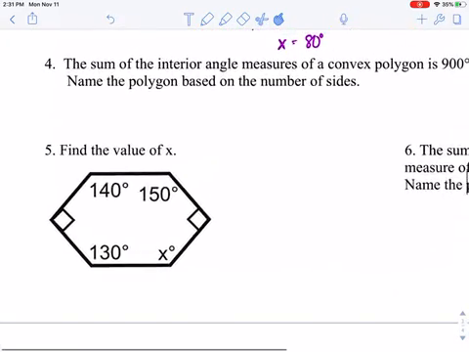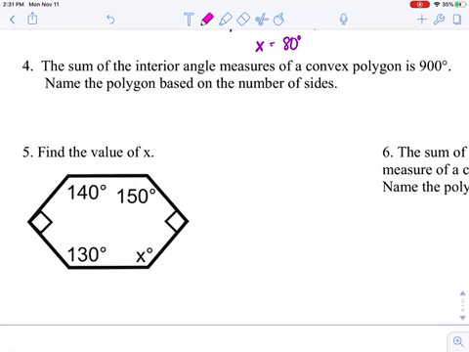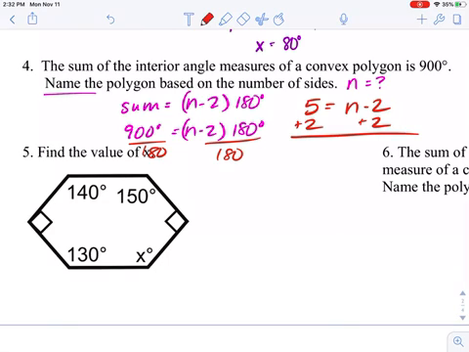Let's look at number 4. The sum of the interior angle measures of a convex polygon is 900. Name the polygon based on the number of sides. So this is the reverse of what we just did. We want the name. We want n. N is going to help us name it, and we have the angle sum. So we know that the sum equals n minus 2 times 180. So the sum is 900. To solve this, I'm going to divide both sides by 180. On the left, 900 divided by 180 is 5. Then I'll add 2 to both sides, and I'll get that n equals 7. So we can just call this a 7-gon.